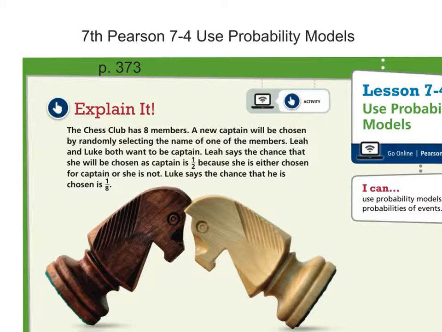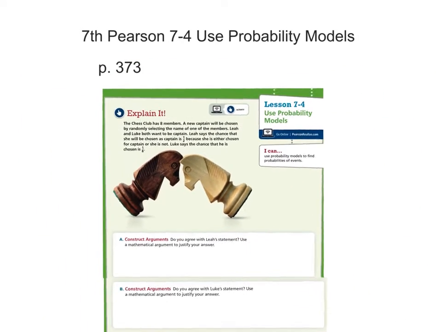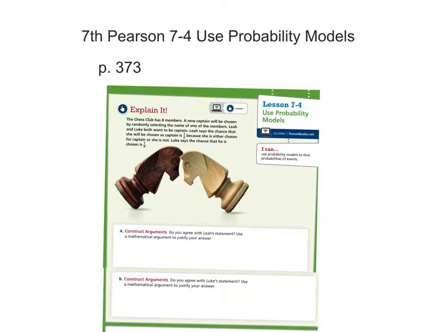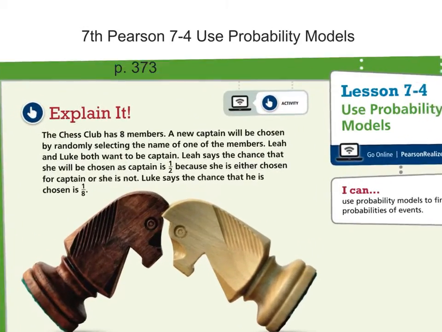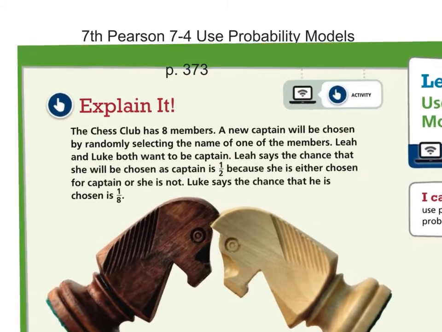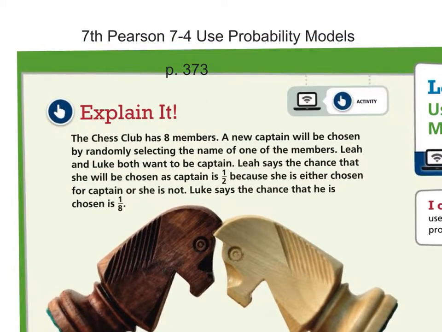Leah says the chance she will be chosen as captain is 1/2 because she is either chosen for captain or she is not. Luke says the chance he is chosen is 1/8. So for this problem, Luke actually is the one who has the right idea because there's 8 people. He's 1 out of the 8 people.